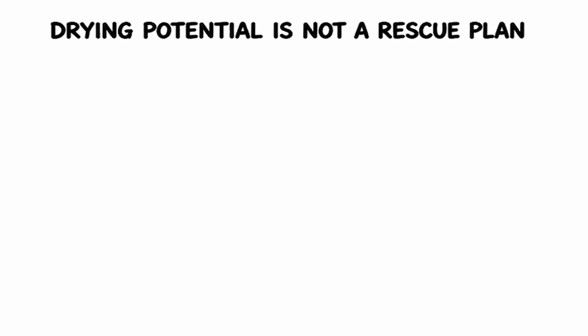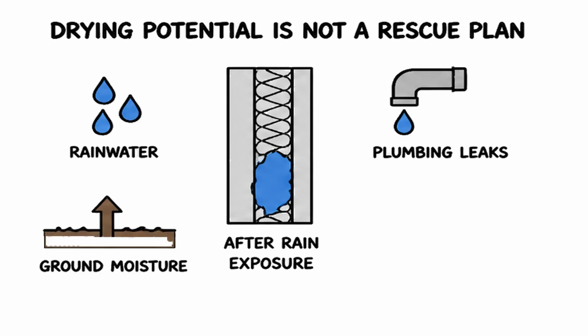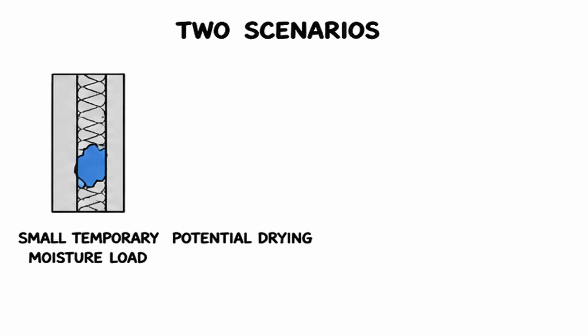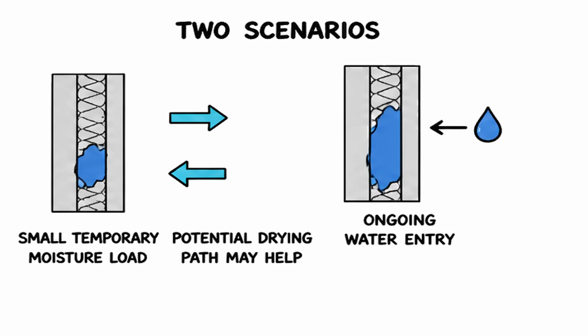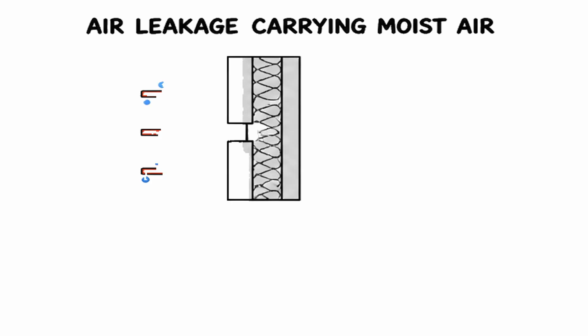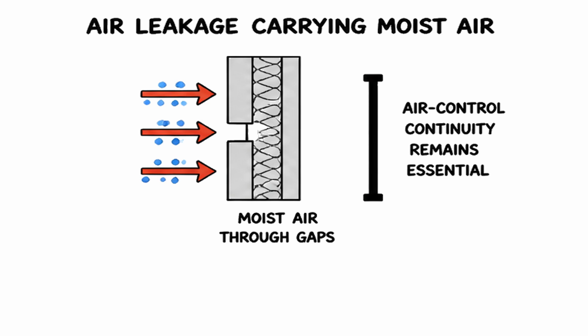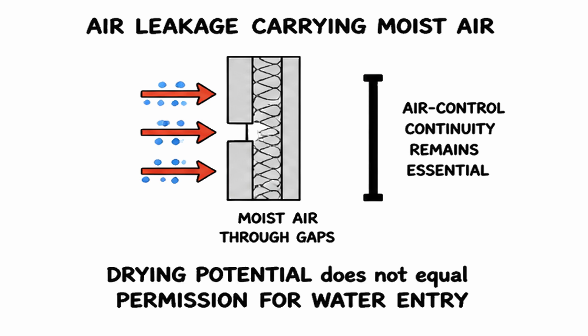Drying potential can be part of moisture resilience, but it does not replace control of rainwater, plumbing leaks, ground moisture, or moist air leakage. First, consider a small temporary moisture load, where a potential drying path may help. Second, ongoing water entry, where source control remains essential. Third, air leakage carrying moist air, where air control continuity remains essential. Drying potential does not equal permission for water entry.